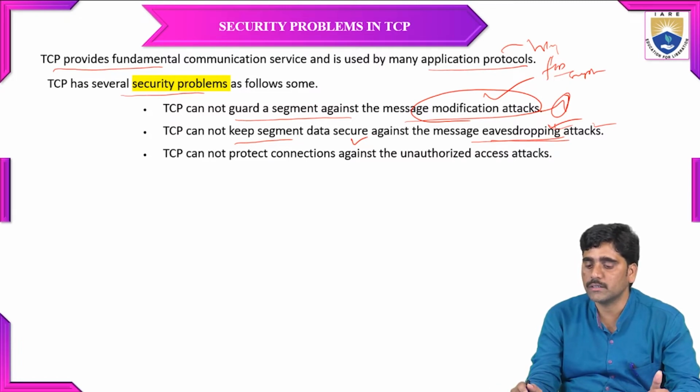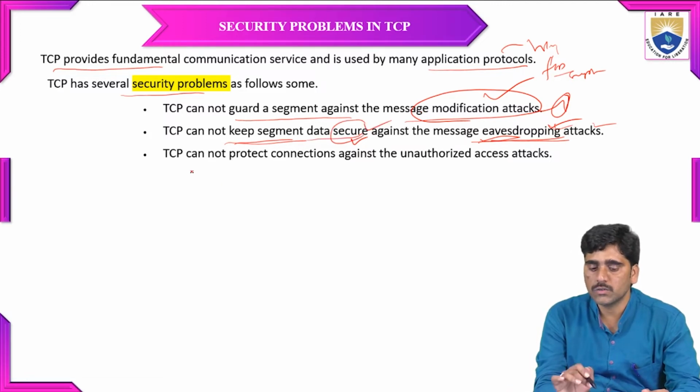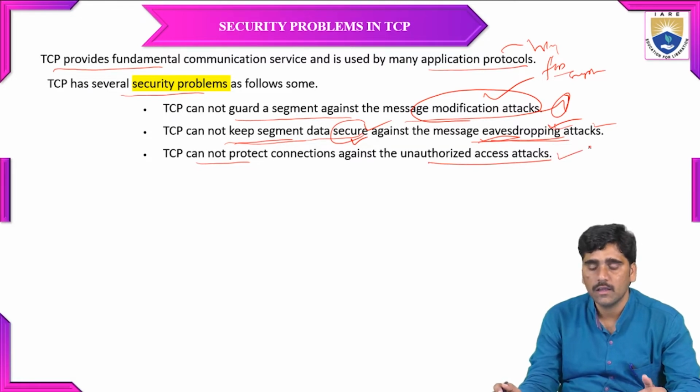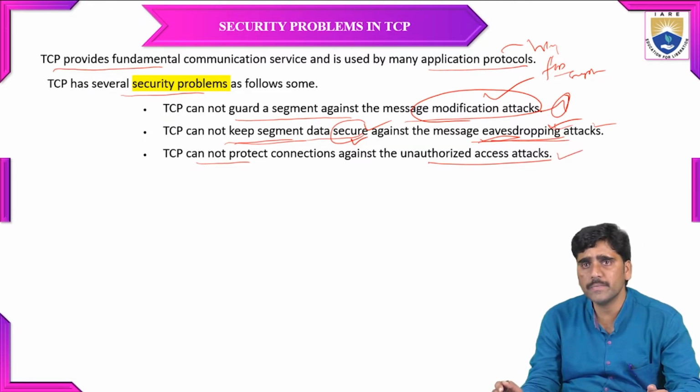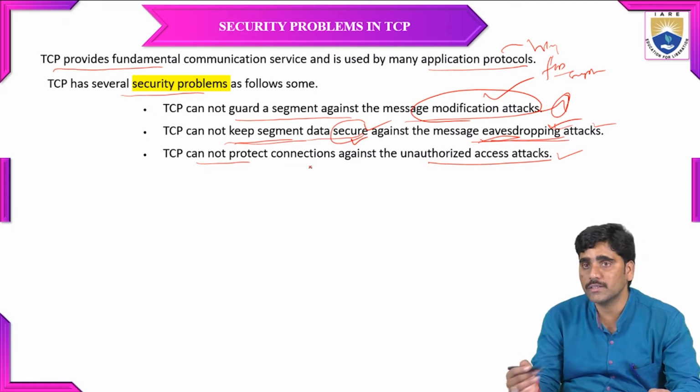So at that moment, the message will be dropped for modifications. So that cannot give the guarantee, or cannot keep the segment secure. And also, TCP cannot protect connections against unauthorized access attacks. So TCP cannot protect the network connections against unauthorized access attacks.